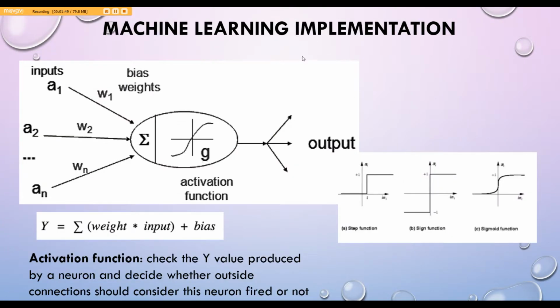And this is the machine learning implementation. As you can see, these are the inputs and we assign weights to them, and essentially this is what every neuron comprises. Y is the value produced by a neuron, and it is produced by multiplying the weights with the inputs, and we pass it to something known as an activation function. It is the activation function which checks the Y value produced by the neuron and decides whether the outside connection should consider the neuron fired or not.